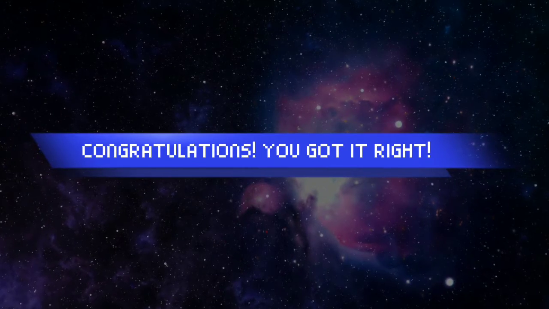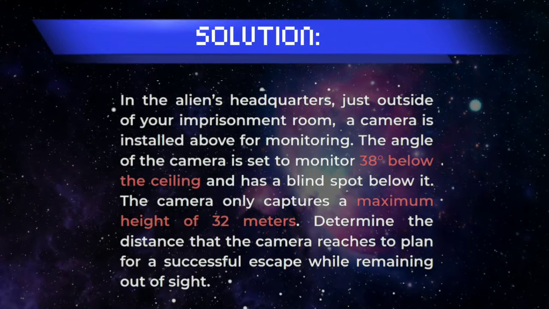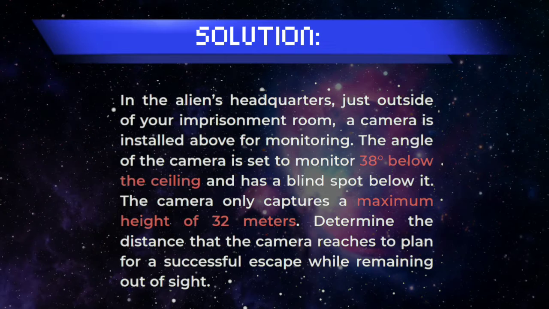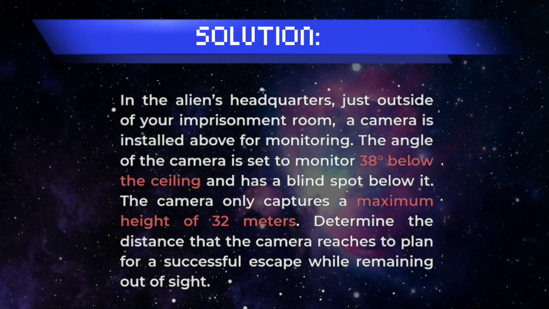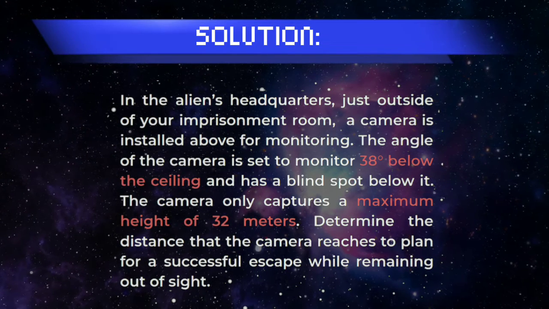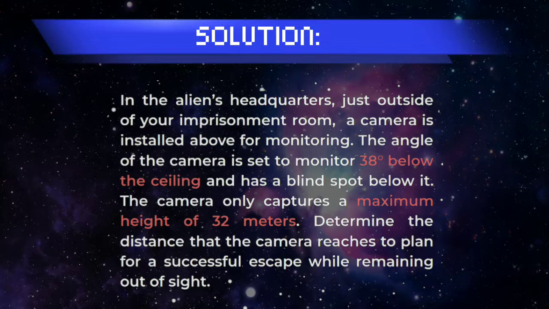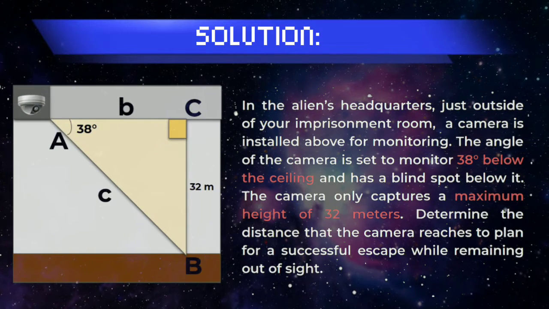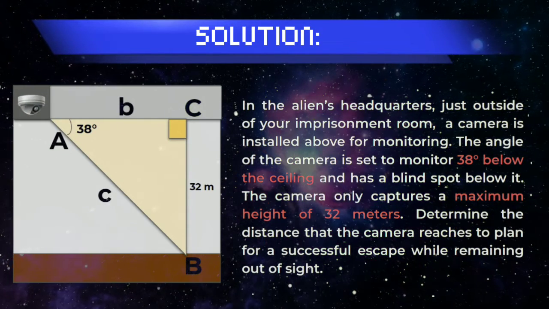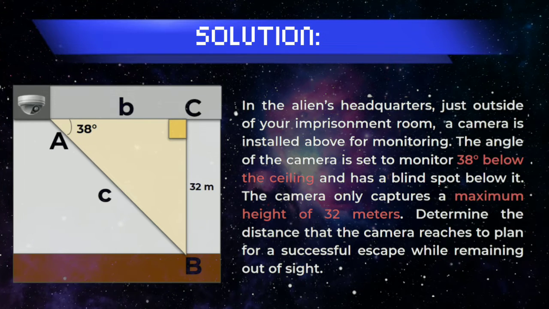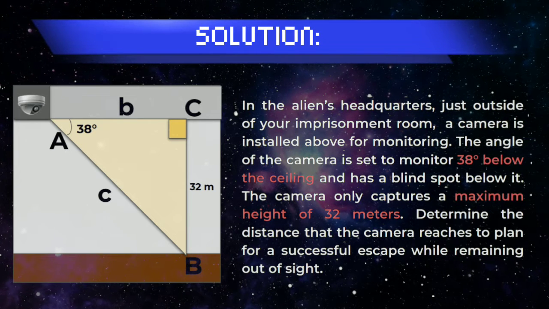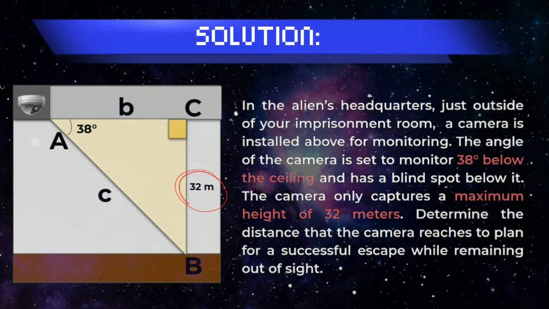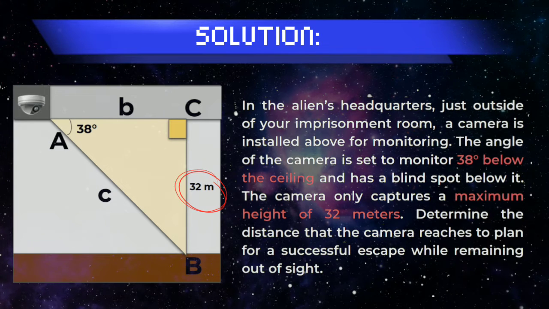Congratulations, you got it right. In order to determine the maximum distance that the camera reaches, we must first illustrate the given problem and substitute the given values. In the problem, it states that the angle of depression, or the angle which denotes that the line of sight is downward, is 38 degrees below the ceiling. Moreover, the maximum height that the camera captures is also given, which is 32 meters.